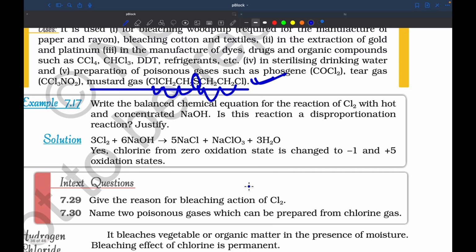So 7.17: write the balanced chemical reaction for the reaction of Cl2 with hot and concentrated NaOH. Is this a disproportionation reaction? Justify. Yes, it's a disproportionation reaction. Chlorine undergoes oxidation as well as reduction. That's why we call it a disproportionation reaction. Here the chlorine is being oxidized, here the chlorine is being reduced. So that's why it's a disproportionation reaction.